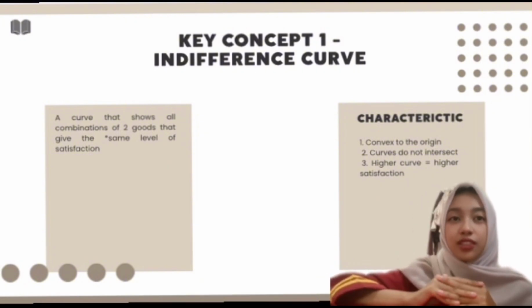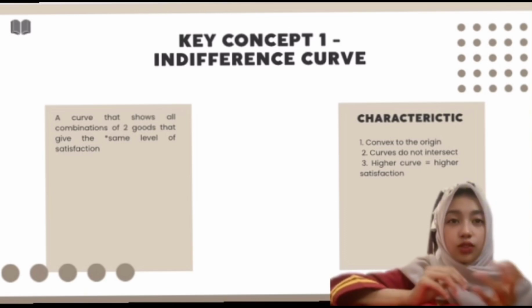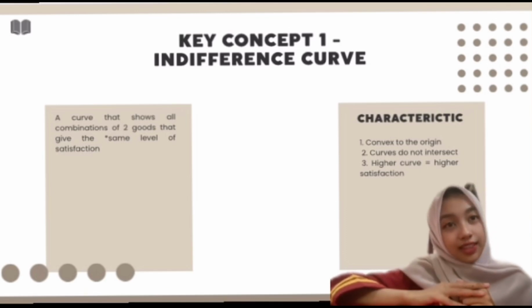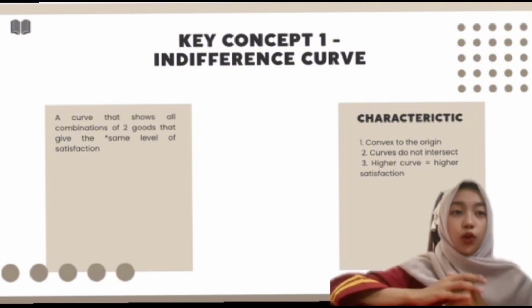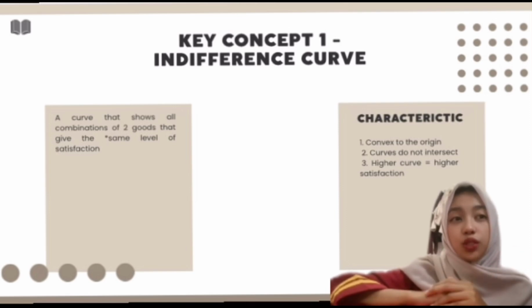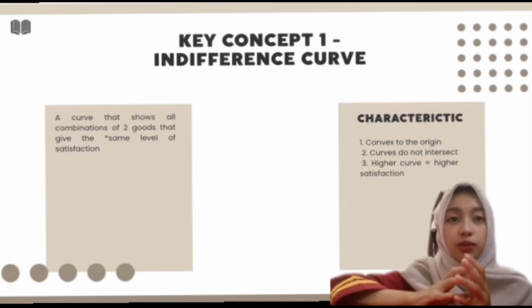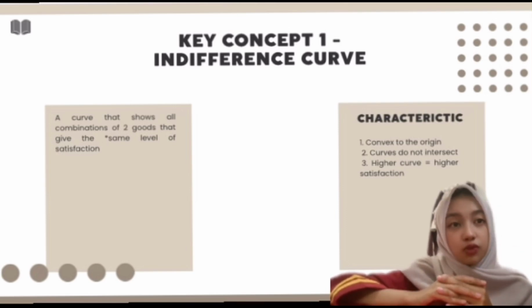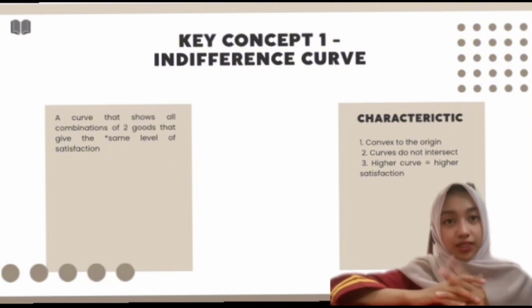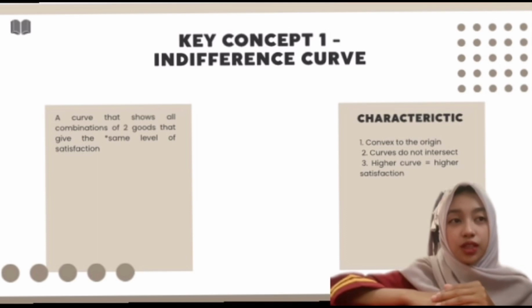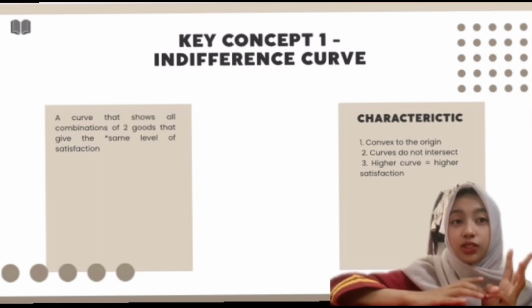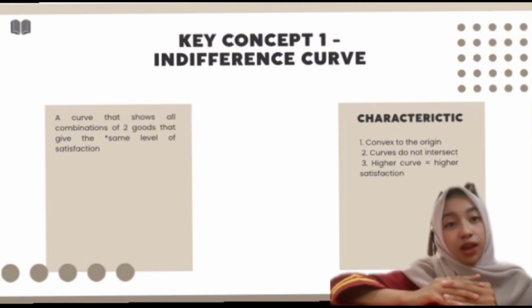Next, indifference curve. Let's talk about the first key concept. An indifference curve is a combination of two goods that give the consumer the same level of satisfaction. For example, you may be indifferent between two burgers plus one soda or one burger plus three sodas, because both give the same happiness.